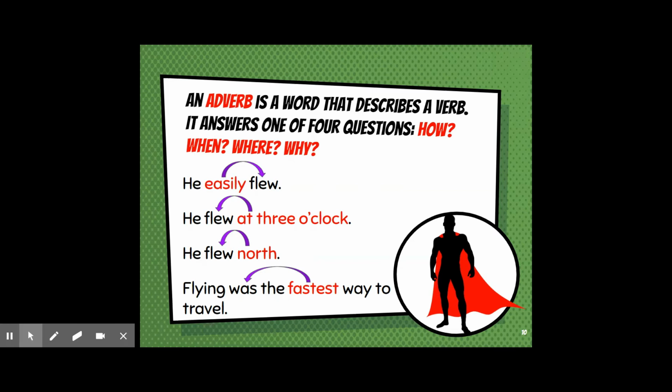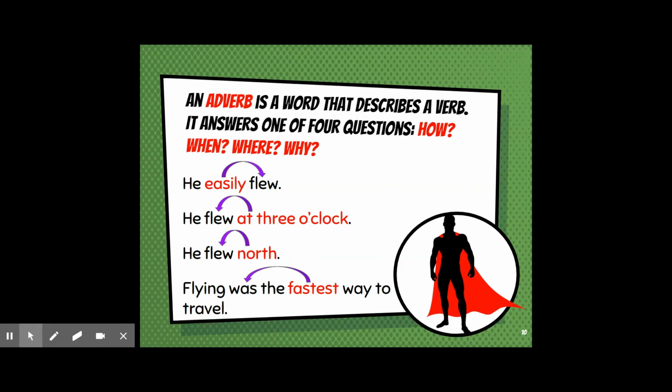He easily flew. How did he fly? Easily. Easily is an adverb. He flew at 3 o'clock. When did he fly? At 3 o'clock. At 3 o'clock is an adverb. Are you catching on yet? He flew north. Where did he fly? North. North is also an adverb.